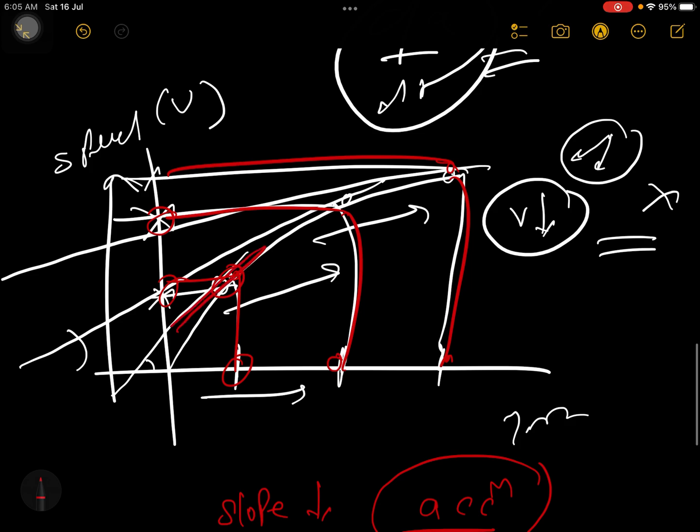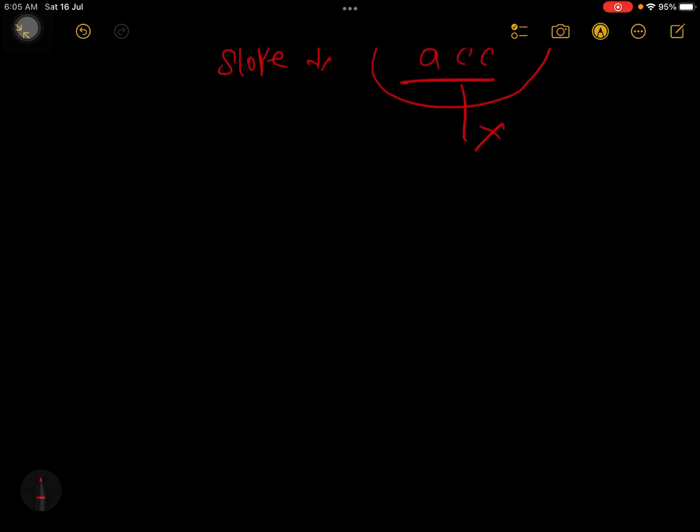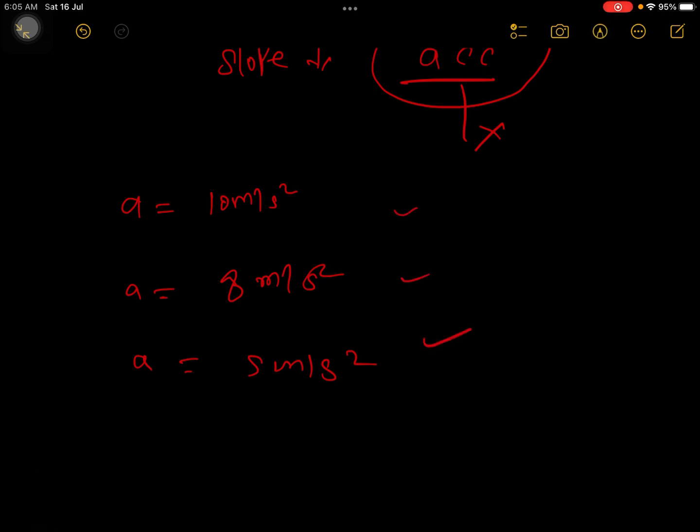Now focus here. You have some acceleration here because of this slope, then different acceleration here because of this slope, different acceleration because of this slope. It means your acceleration is not constant. Just an example: earlier your acceleration was some 10 meter per second square, then your acceleration was 8 meter per second square, then your acceleration was 5 meter per second square. So these are the new acceleration values.